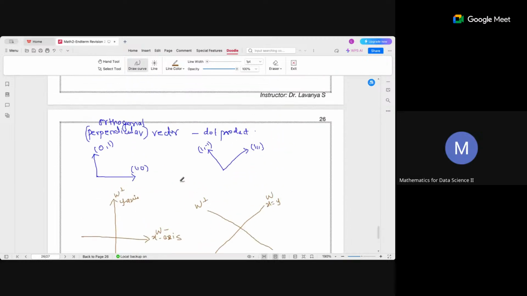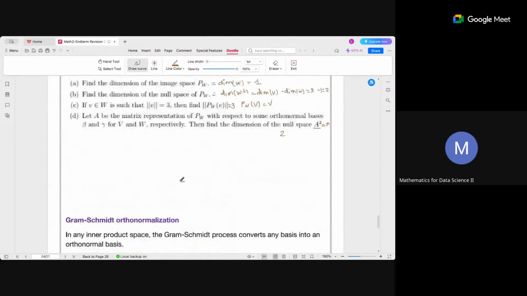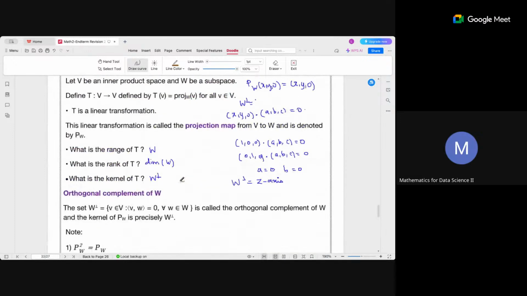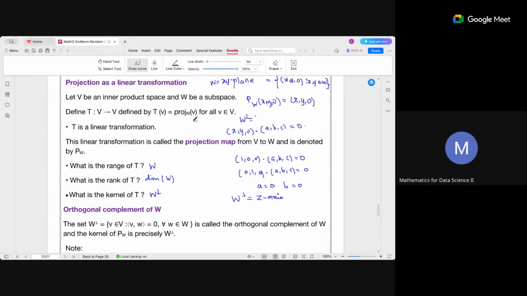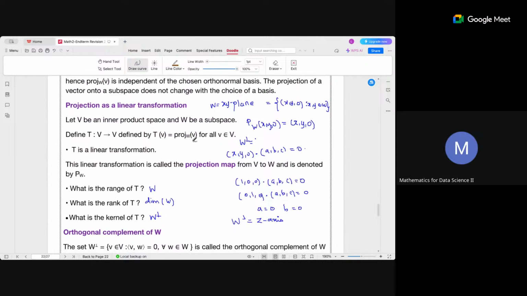Okay, first maybe I'll answer the null space part. Someone asked why W perp is the null space of the projection map. What is meant by projection map? Everything gets projected onto W itself, so the range is W. Now what is the kernel of T? Kernel of T means all the vectors that your projection sends to 0. So the projection of V goes to 0.